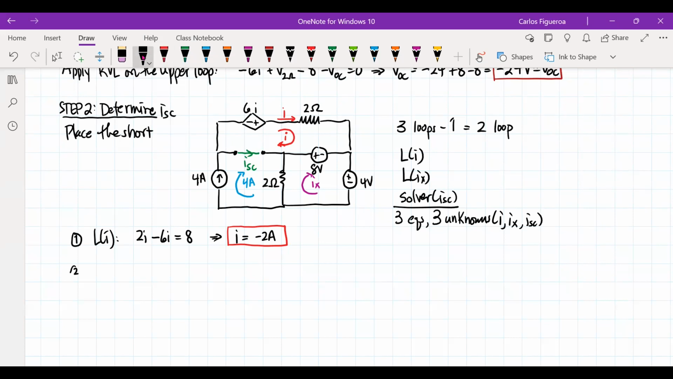Now, let's look at our second equation, which is loop Ix. So you can see here that I have one resistor in the loop. So then it should be what? 2Ix, then I have a mutual of 2 times 4. And then my sources here, I get positive, so that's positive 12 on the left. If I take it to the other side, I get minus 12. So then that tells me that Ix now is going to be minus 2 amps.